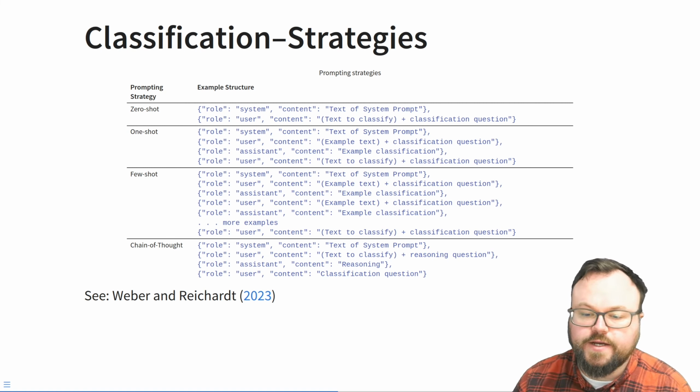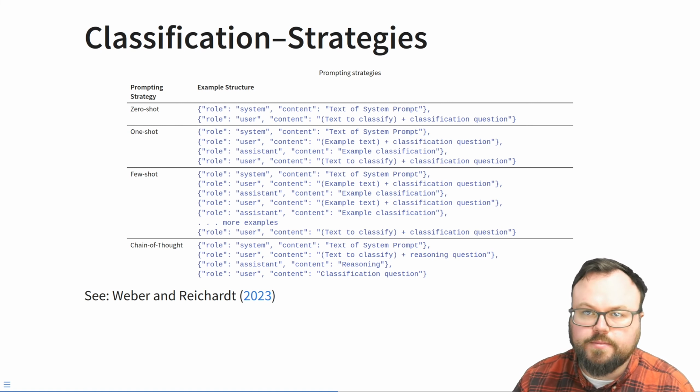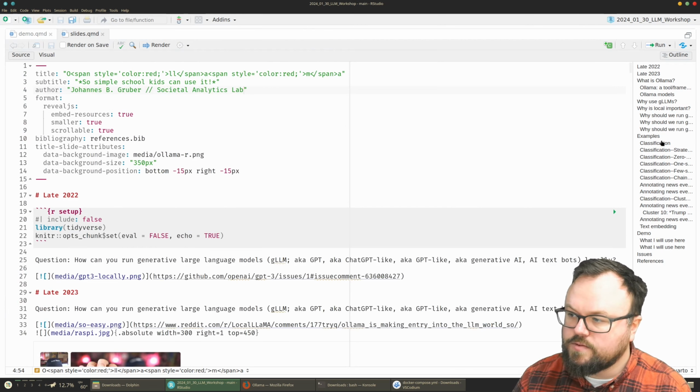how it should classify. And then chain of thought basically means you break up the annotation task into a couple of smaller tasks. And what you want to do is ask the model to provide some reasoning on a certain aspect of the annotation. And then once you have this reasoning, you feed the answers back to the model and say, based on this reasoning, how would you code this? So let's see how this would work in R.